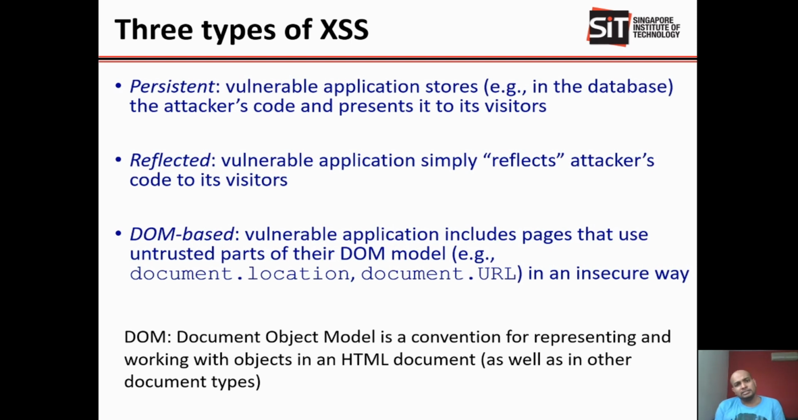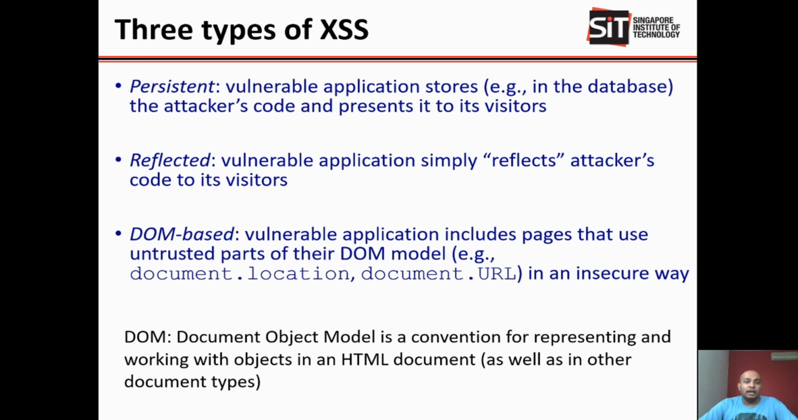To broadly classify, there are three types of cross-site scripting attacks: persistent, reflected, and DOM-based. A persistent attack is where the vulnerable application stores the attacker's code and presents it to the visitors. This is also known as a stored cross-site scripting attack. Reflected is also known as non-persistent, where there is no storage happening; the vulnerable application simply reflects the attacker's code to its visitors.